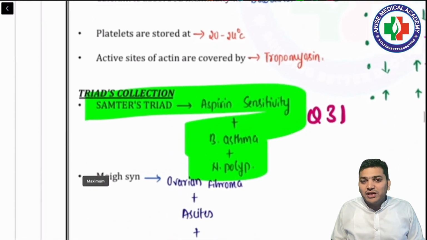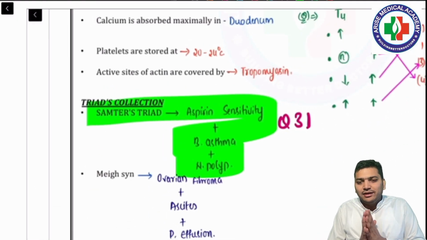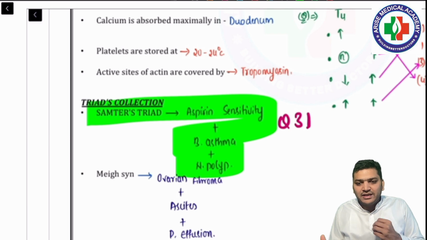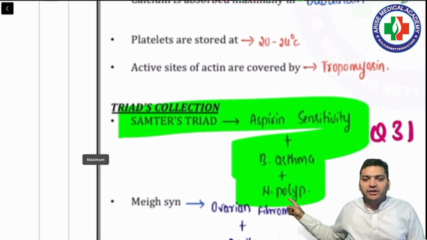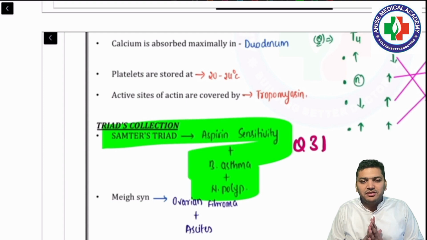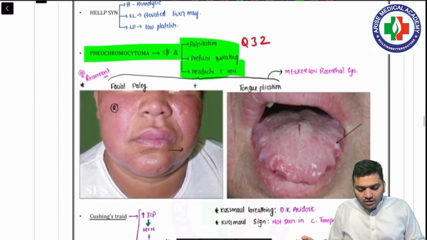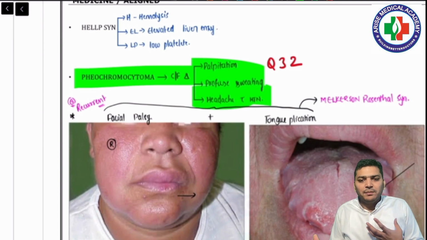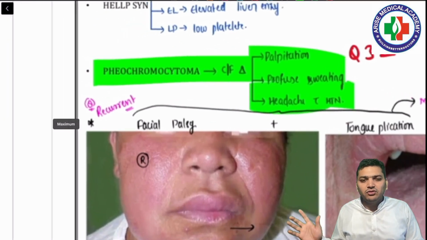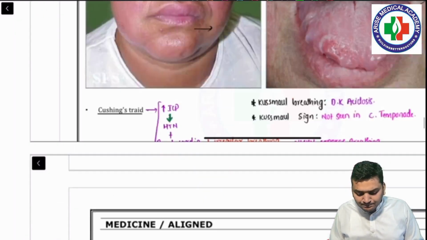The next question was based on the Samter's triad. They told that there is a person who has taken aspirin, and after taking aspirin, the patient is having wheezing, right? Means the bronchial asthma that he was having. They asked that it is associated with what? It is associated with the nasal polyp, right? It's the Samter's triad. The next was the question of pheochromocytoma. They have given the clinical scenario. The patient was having episodic palpitations, sweating, headache, hypertension. That was a pheochromocytoma question.